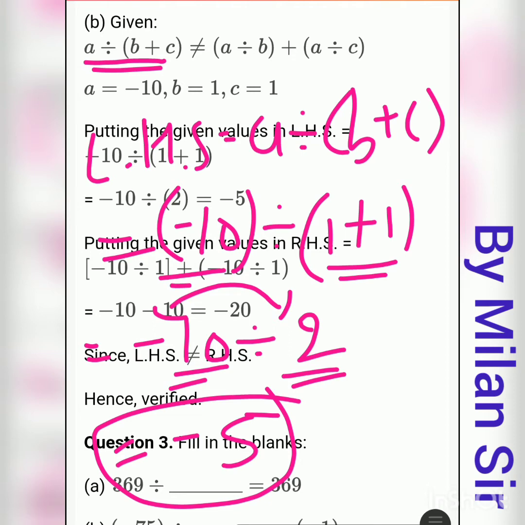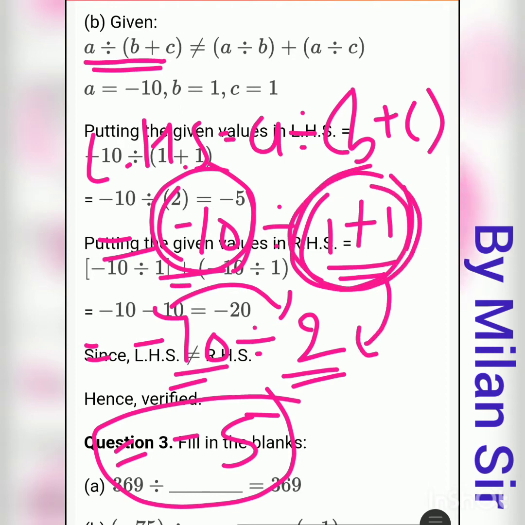Okay. Put the values of a, b and c. Here a is -10, and b and c are 1 plus 1. So 1 plus 1 is 2. Now -10 divided by 2 is -5.